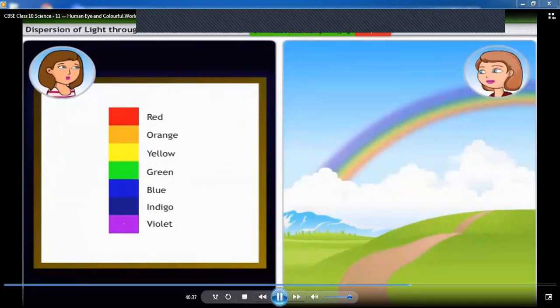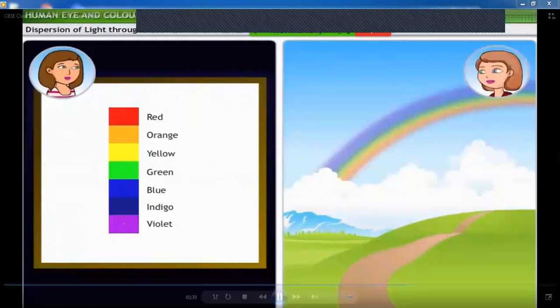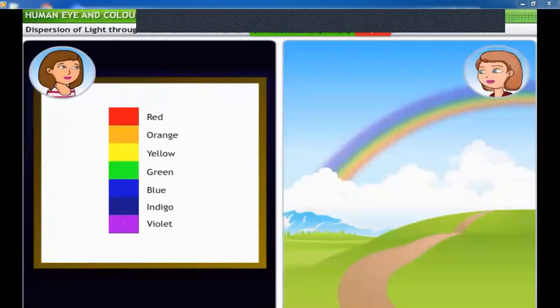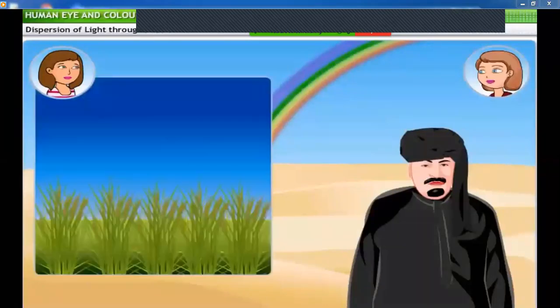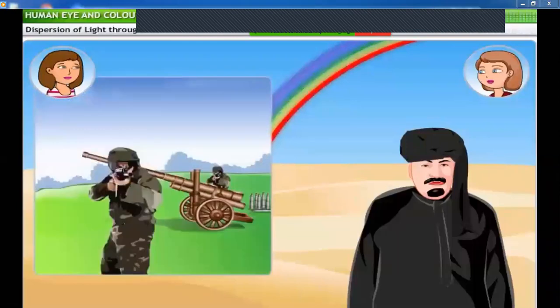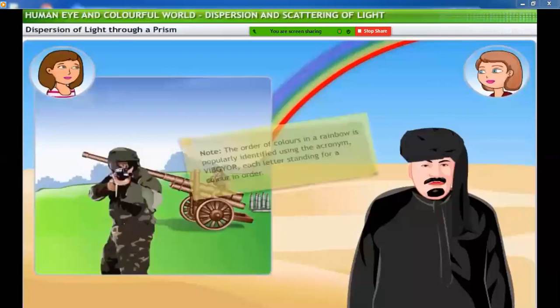Yes, I see what you mean by creating a rainbow through a prism now. To Iranian Muslims, even the brilliance of the colors in a rainbow is significant. For example, prominent green means abundance, red means war, and yellow brings death. Note, the order of colors in a rainbow is popularly identified using the acronym VIBGYOR, each letter standing for a color in order.